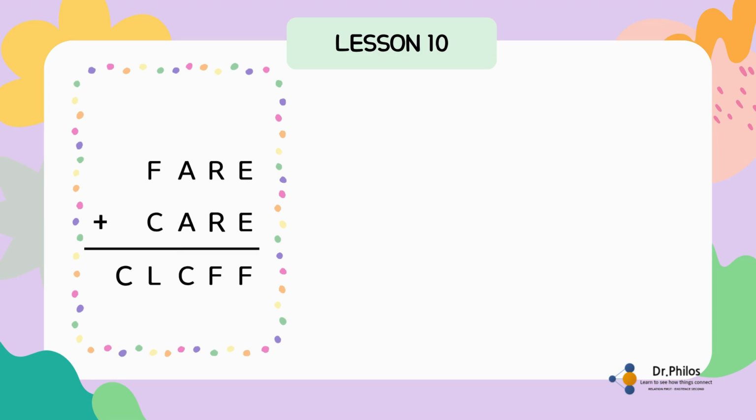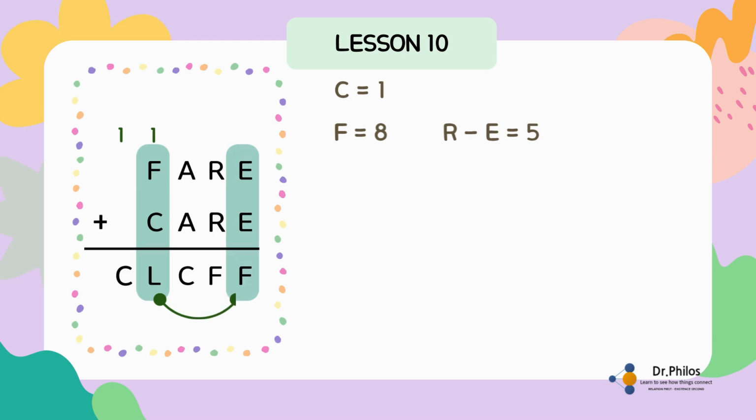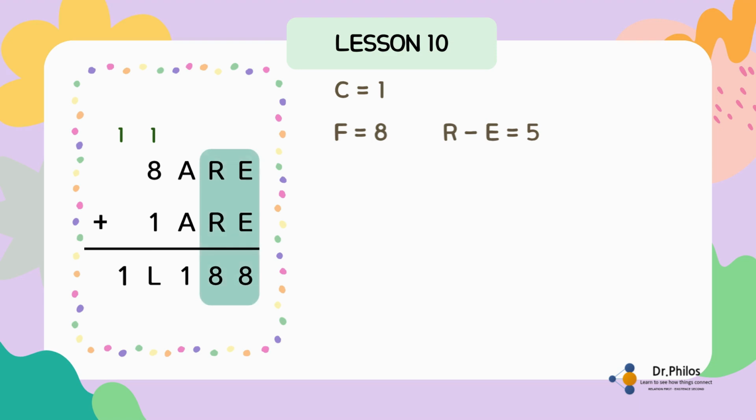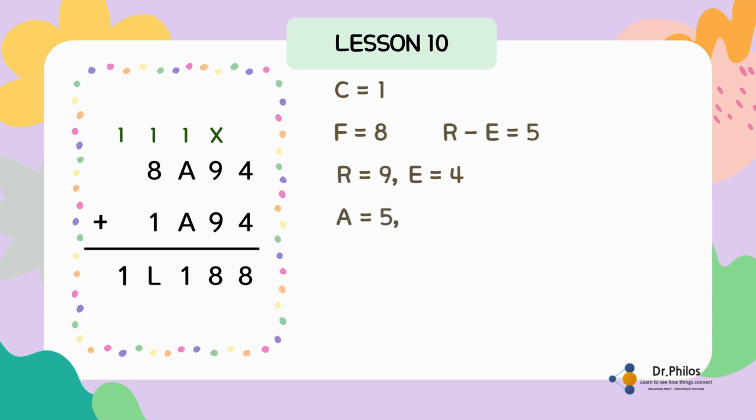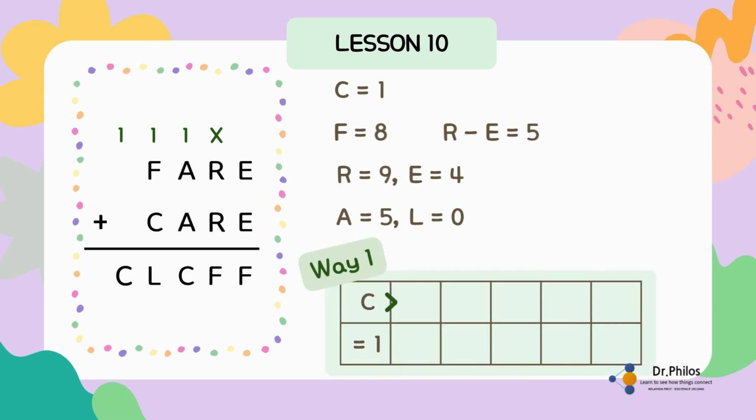Let's map out how you figured this all out. You found out C is 1, and then F is 8. You figured this out by connecting the clues from the thousands place and the ones place. Then, by connecting the fact that the difference between R and E is 5 and F is 8, you found out R is 9 and E is 4. Finally, you figured out that A is 5 and L is 0. I will write down the letters in the order you figured them out. It goes C, then F, then R, then E, then A, then L.